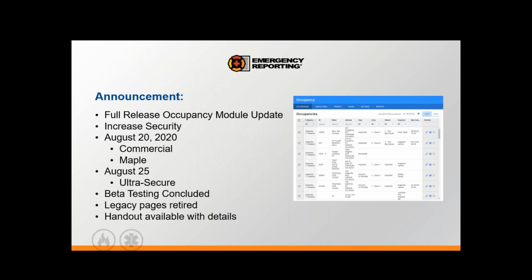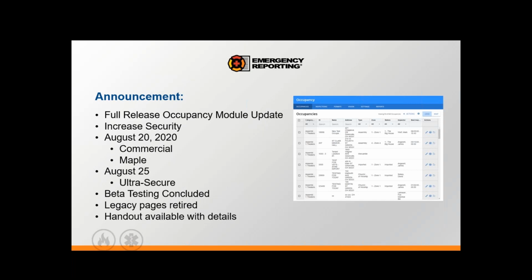We do have an announcement before we get started reviewing the fire codes. You may have seen this at the top of your homepage in the area we call ISA, or in-system announcements: we are doing a full release on the occupancy module update on August 20th in our commercial .com accounts and in our Maple, which is our Canadian accounts. So that will be deployed on August 20th, a little later in the day.